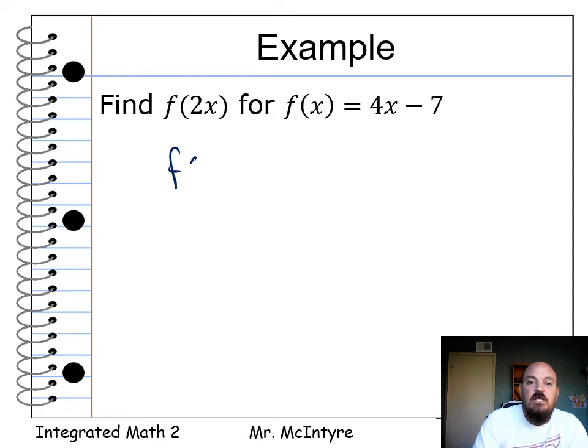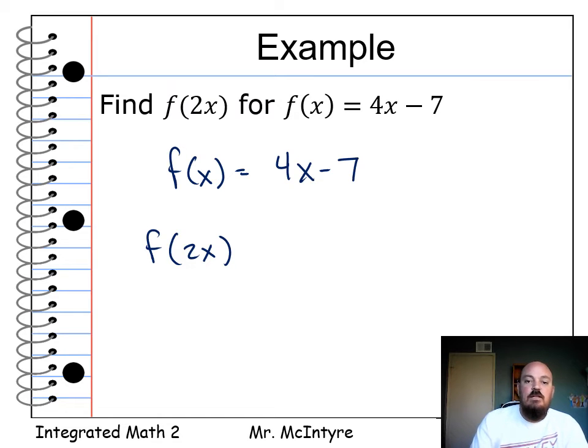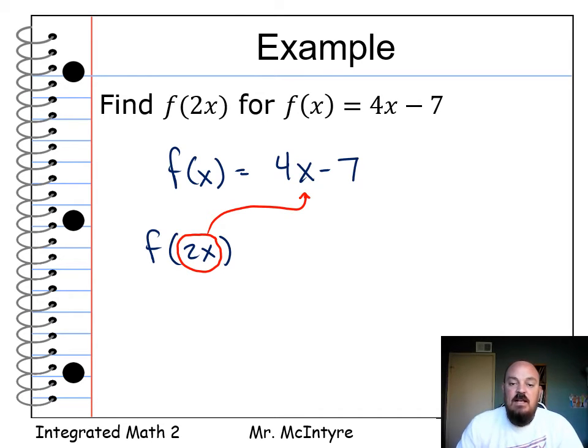So let me start, I'm going to recopy the original one. F of x equals 4x minus 7. I like to start with that. And then I'm going to find f of 2x. Now remember what that means. You take whatever you see here, it doesn't matter what it is, and you substitute it for x in the function. So I'm going to do the same thing I did on the first example.